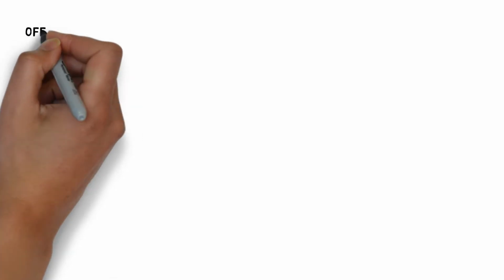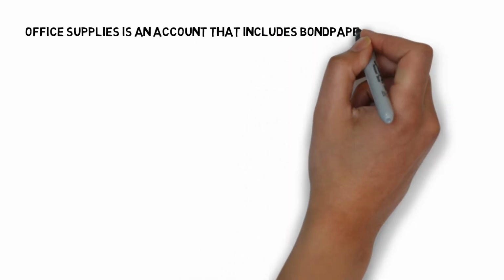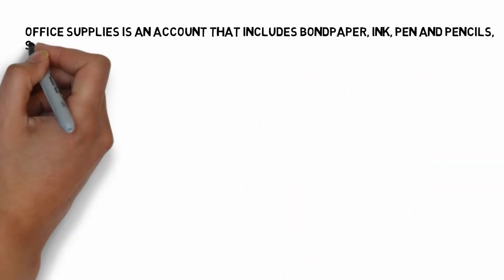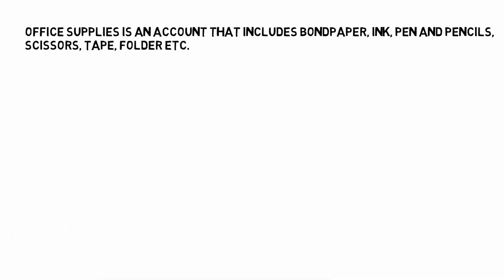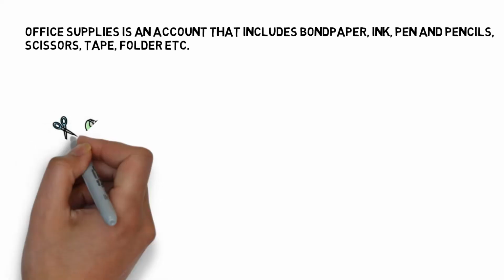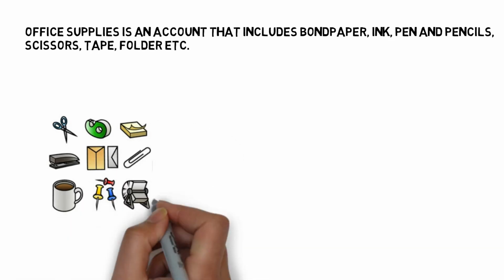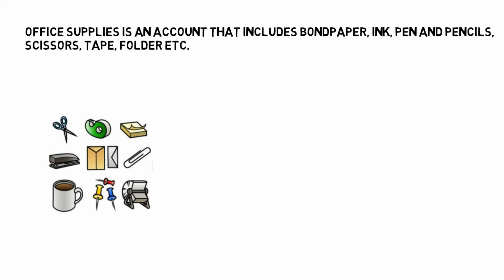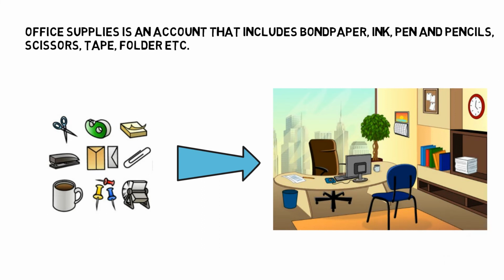Fifth accounting term is office supplies. This account includes bond paper, ink, pen and pencils, scissors, tape, folders, and more. This is important to manage and organize documents, files, and reports of a business. Imagine if there are no supplies, documents or files will just be scattered in the area. That's why it is important to have office supplies.